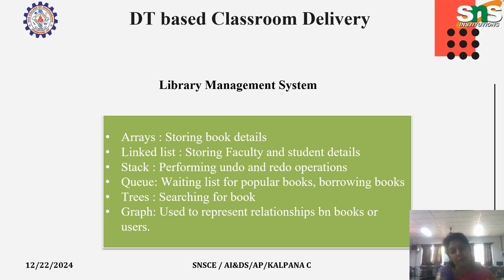And for searching for a particular person or a particular book, we can use the binary search tree concept. And graph is particularly used to represent the relationship between books, authors, or the users. To make the relationship, we can use graph data structure. So what are all the data structures we have used for this library management system will be explained by my students. Thank you.